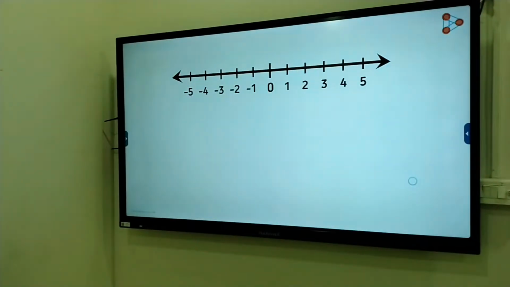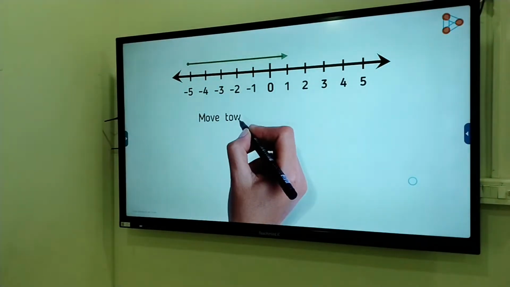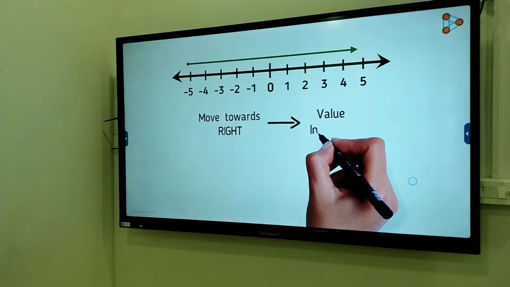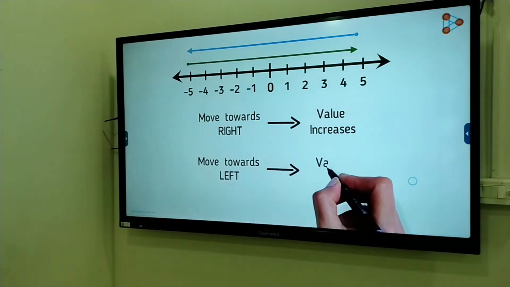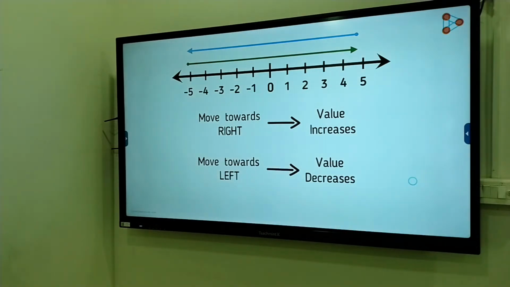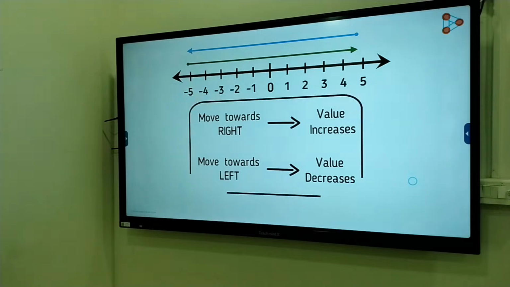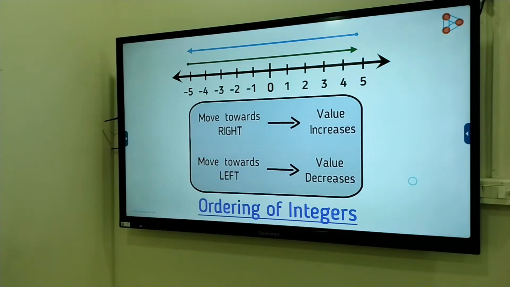While understanding the number line, we have seen that as we move towards the right, the values of the numbers increase. And as we move to the left, the values of the numbers decrease. What can we understand from this? It tells us about the order in which the integers are placed on the number line.